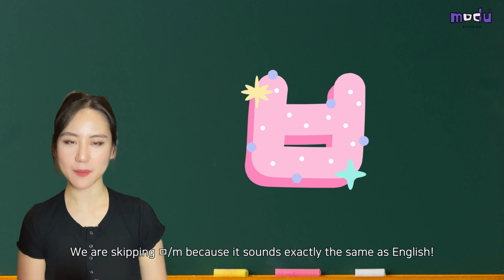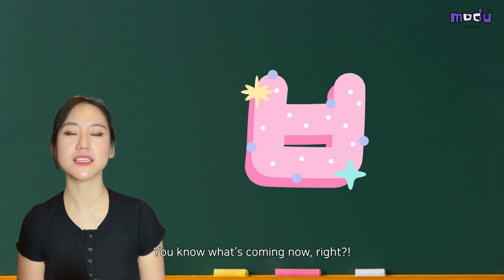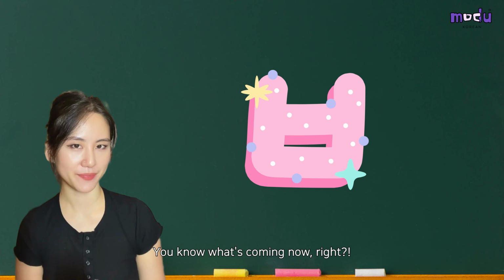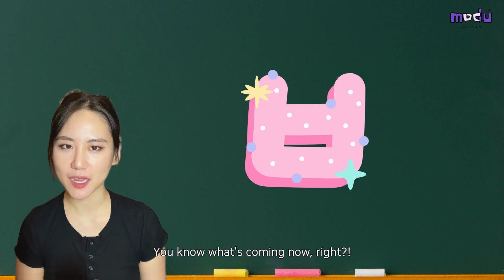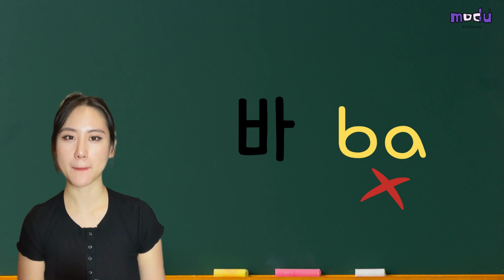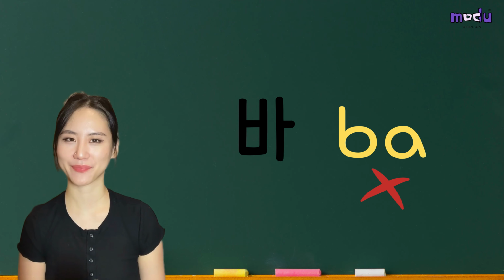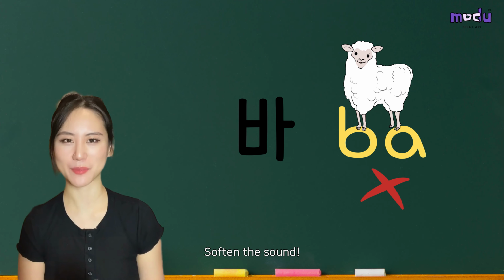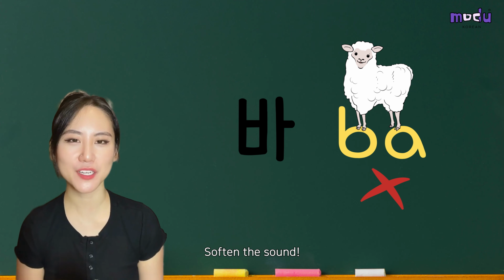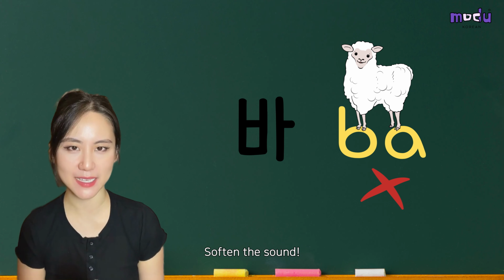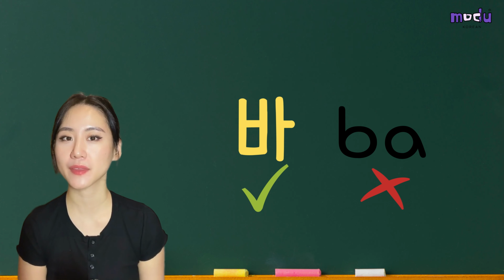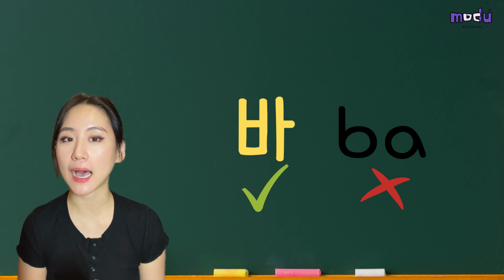So, same thing. It is a lot softer than the English B. So, what we are not doing is ba. Ba. Right? We are not sheep. So, what we want to do instead is soften that B sound so it sounds like a pa.